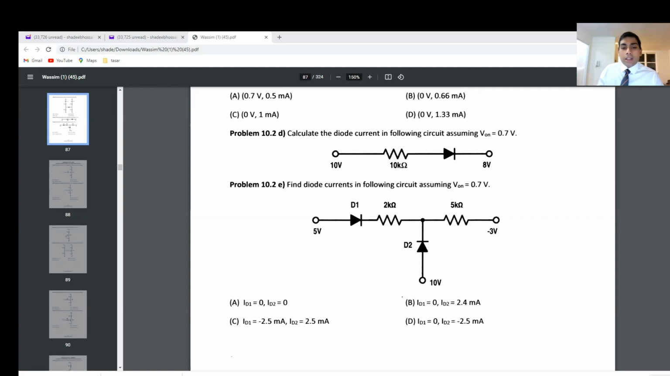Okay, so let's keep it until here today. And in the next class, we can go through some questions on BJTs and finish the small signal analysis, that is the AC analysis of BJTs.